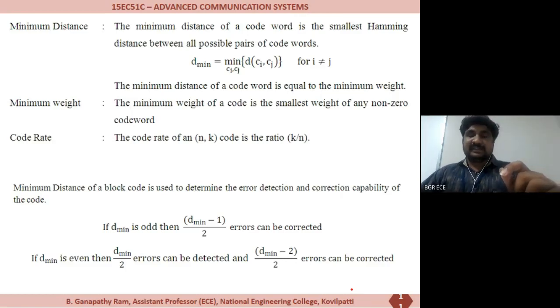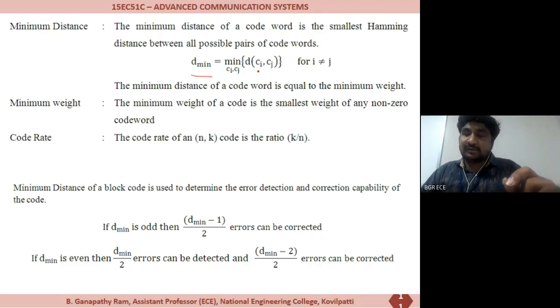Then is the minimum distance. The minimum distance of a code word is nothing but the smallest Hamming distance between all possible pairs of the code words present in the code word table. So this dmin, minimum distance dmin, can be written as the minimum of all the possible values of distances of two code words, where i is not equal to j.